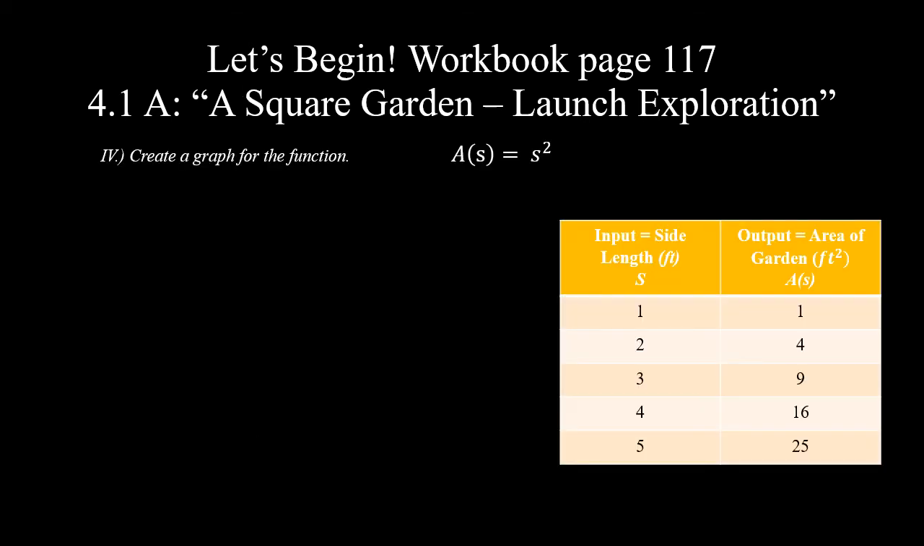So now we move down to Roman numeral number 4, where it says create a graph for the function. So we're going to take our table of values, the table of values we've been working with from the beginning, and we're just going to plug in those ordered pairs, right? Our input-output pairs. So (1, 1), (2, 4), (3, 9), (4, 16), and (5, 25). And we're going to see what's happening with this graph. What does it look like? What is it shaped like, right? We saw that obviously a linear function looked like a line.